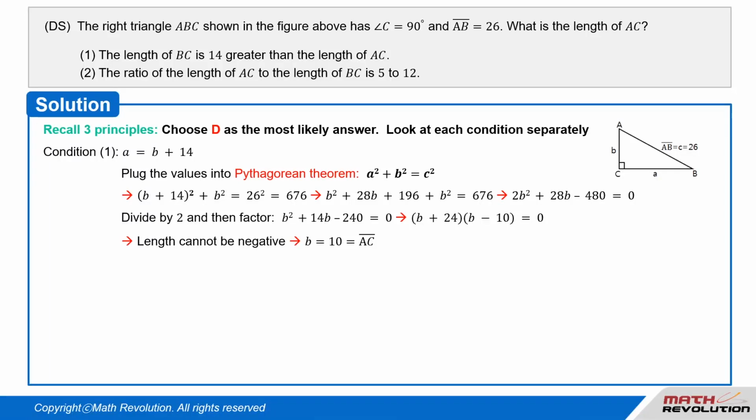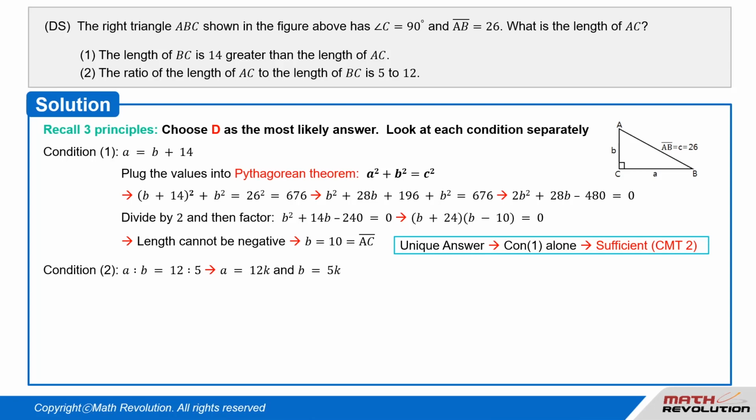If we divide each side by 2 and factor it, we get B squared plus 14 times B minus 240 equals 0. That is, (B plus 24) times (B minus 10) equals 0. Since the length of a side cannot be a negative number, we must have B equals 10, which is also line segment AC. This is a unique solution, so this condition is sufficient by CMT2, which means that the number of answers must be 1.